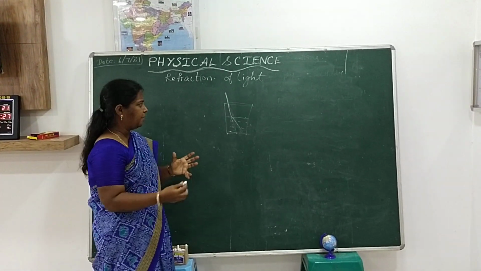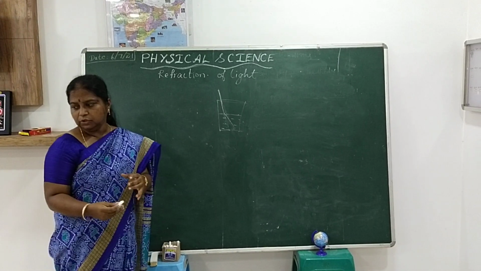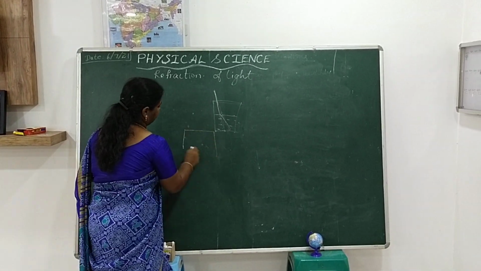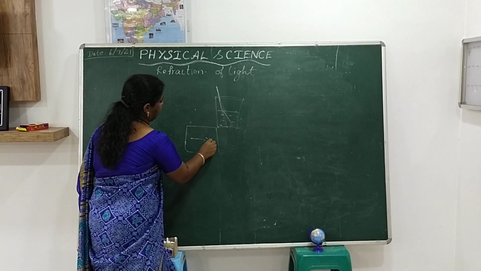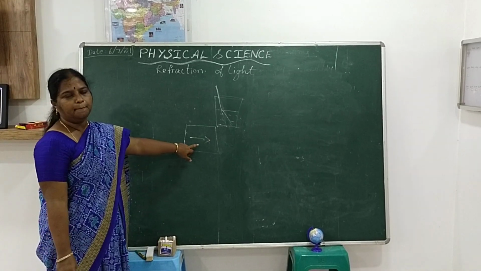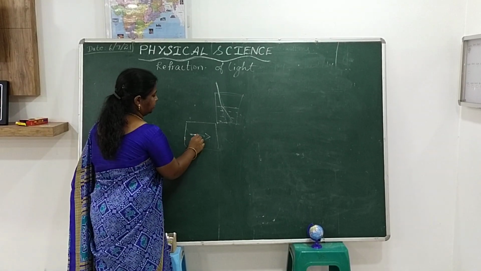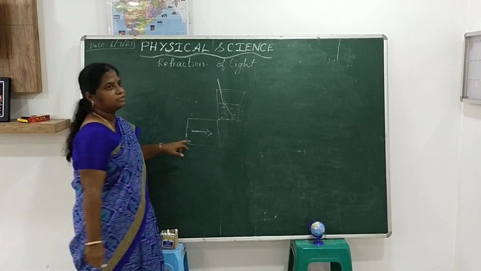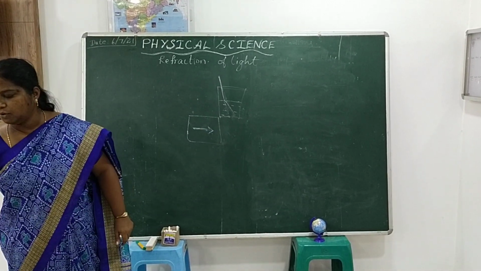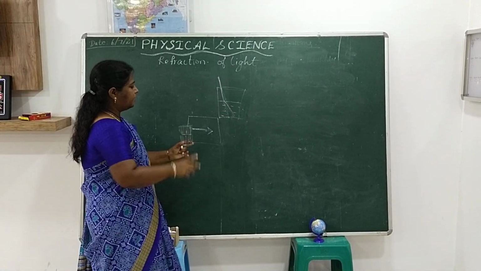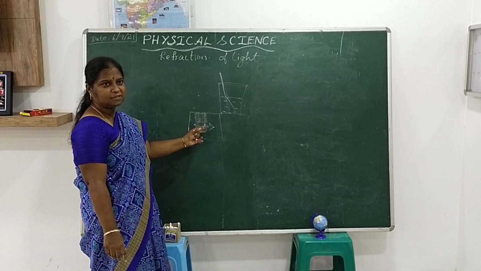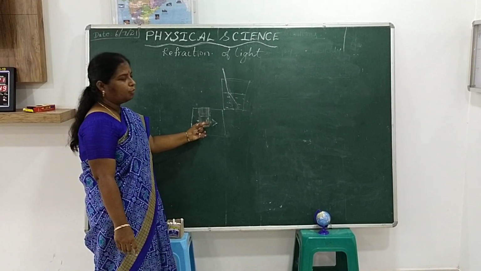Take a piece of paper and draw an arrow on it with a marker. A nice arrow which is clearly visible to you. Then place this glass of water on it. Now what do you see?